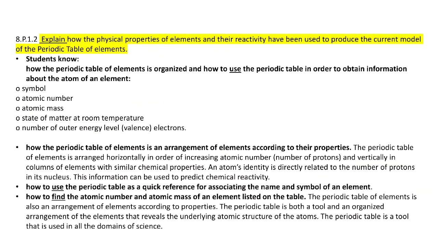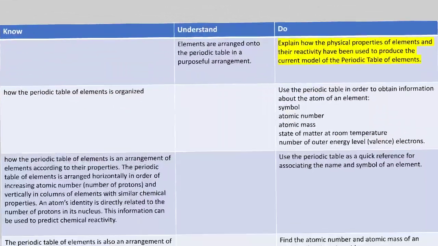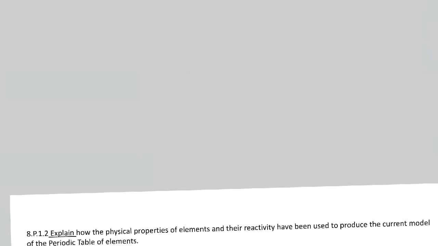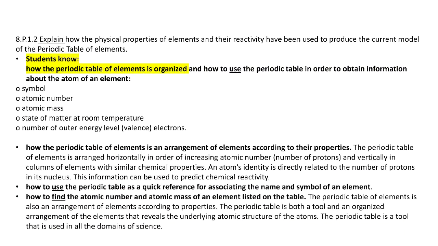So let me go through creating one KUD. It's pretty simple. This is part of the standard course of study for 8th grade science that a teacher shared with me. You see that the first sentence starts out, explain how, which tells me that this is an action. Students must explain something, so this goes in the do column. Next, we have students know how the periodic table of elements is organized, so that goes in the know column.